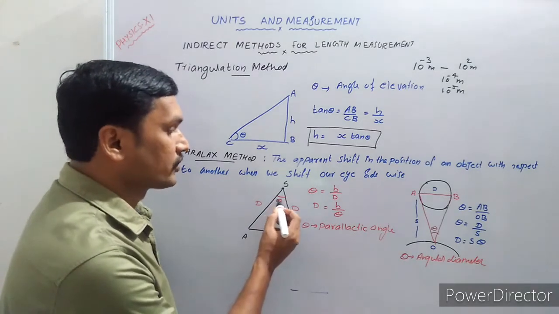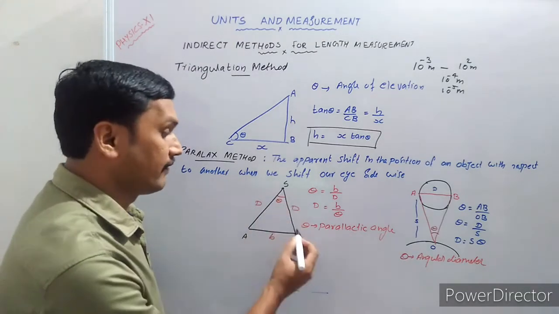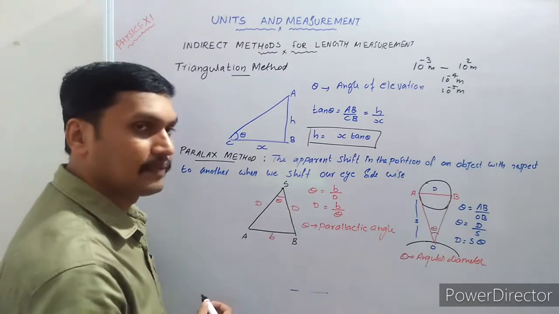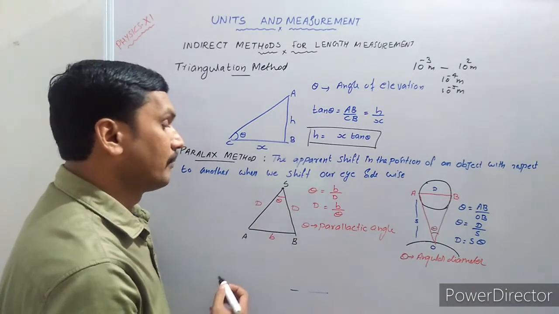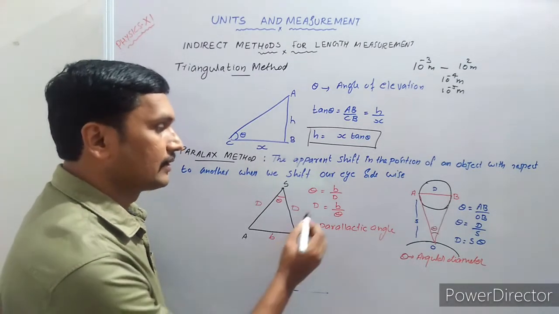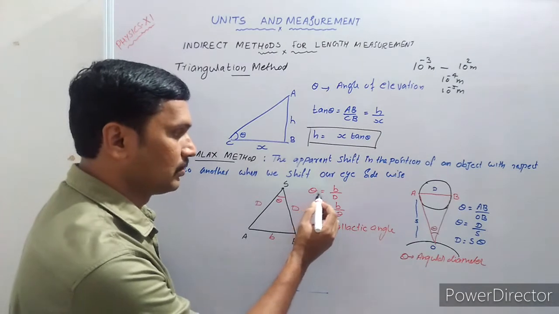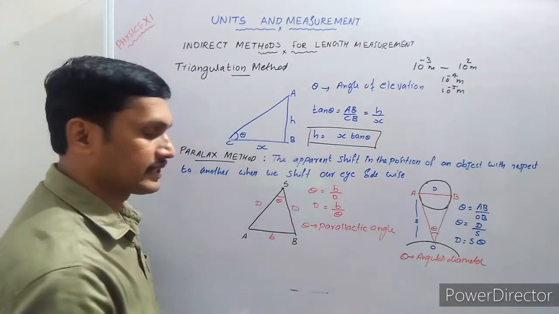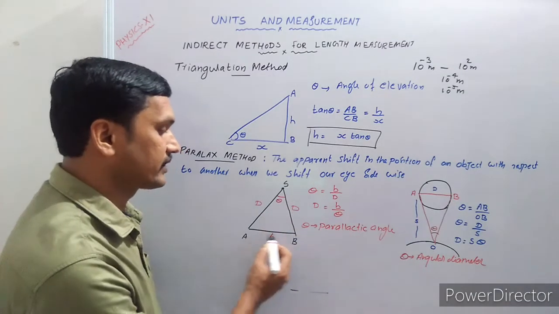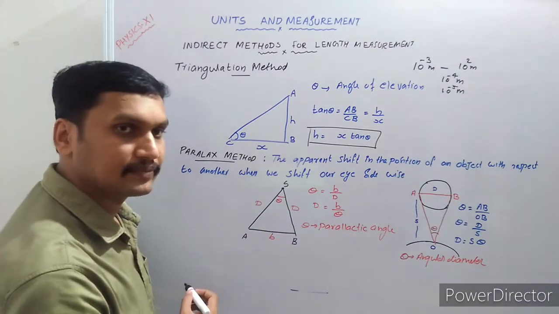As the distance to this heavenly body is very large, this angle will usually be very small. So by small angle approximation, we know that the angle is equal to arc by radius. As this angle is too small, we can consider this AB as an arc.